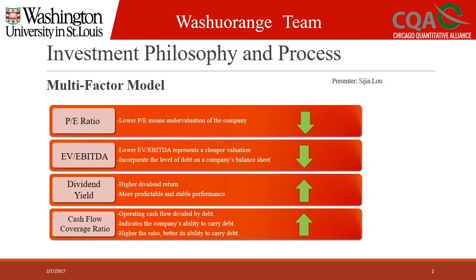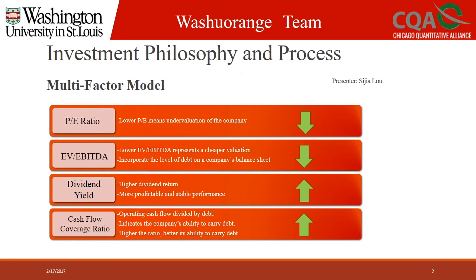For value factors, we chose PE and EV/EBITDA. PE ratio is price per share divided by earnings per share. Lower PE means undervaluation of the company, and we want to invest in companies that have been undervalued. However, the PE ratio ignores the level of debt on a company's balance sheet, so we introduced EV/EBITDA, which takes the debt level of the company into consideration.